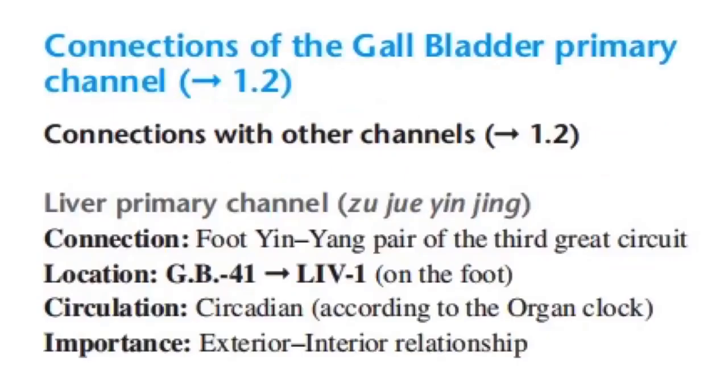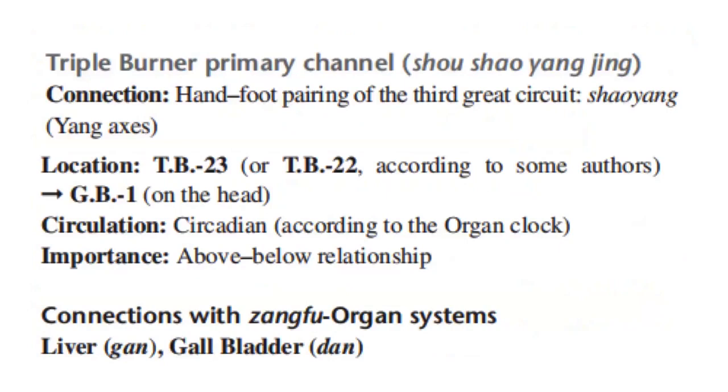Now let's discuss the connections of the gallbladder primary channel with the other channels. First, its connection with the liver primary channel. This is the connection of the foot yin-yang pair of the third great circuit. Its location is between GB41 and liver 1 on the foot. Its circulation follows the circadian cycle, which is according to the organ clock. Importance: this is the exterior-interior relationship between the gallbladder and the liver.